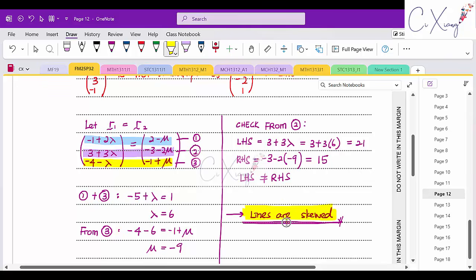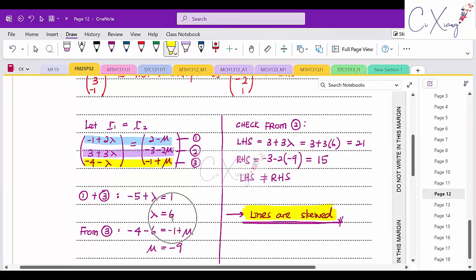So in the skewed case, if let's say you didn't use 1 and 3, you use 1 and 2 to solve, the value of lambda and mu that you get will not be the same as what I get here. But if it is the intersection case, then no matter which two equations you use, the lambda and mu are always the same. The answer for lambda and also mu will be the same, no matter what equations you are using.